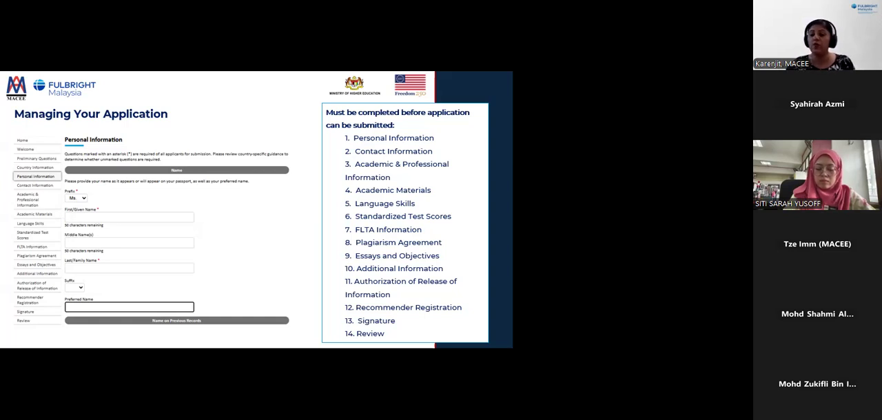But please, this is one of the very important areas where an applicant always gets stuck: they submit, but their recommender is not able to submit their recommendation on time. All right, we have seen this many times.